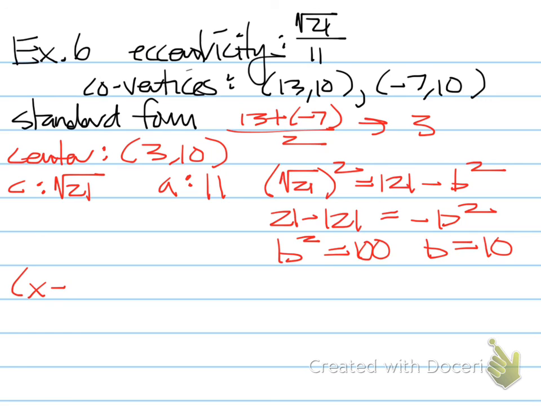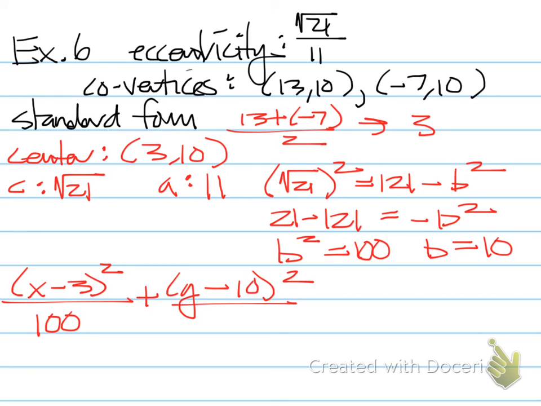So x minus the x coordinate of the center, 3 squared, all that over B squared, which is 100, plus y minus the y coordinate of the center, which is 10, all that over A squared. A is 11, 11 squared is 121, equals 1.